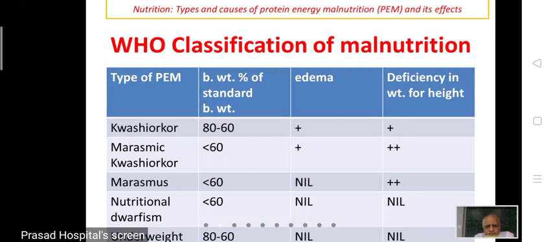Here you see less than 60% of the standard body weight. Then it is a marasmic child. No edema, and deficiency in weight for height is also seen. That is wasting. Nutritional dwarfism is seen when the body weight is less than 60% of the standard body weight, and an underweight child is one whose body weight is 80 to 60% of the normal body weight.